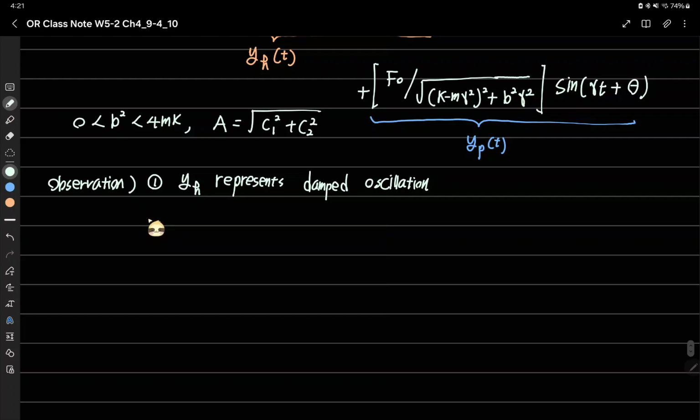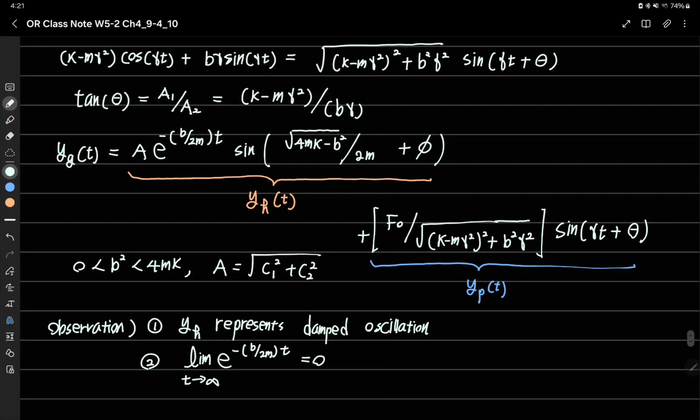The second one: the limit of e to the minus b over 2m t as t approaches infinity is equal to 0. We saw that in 4.9, that's the exponential damping factor, which is an exponential decrease, which means that yh approaches 0.